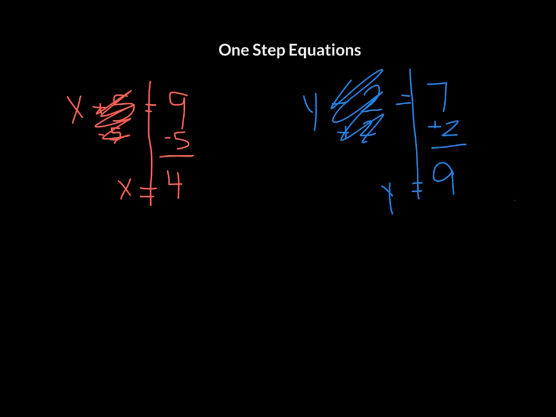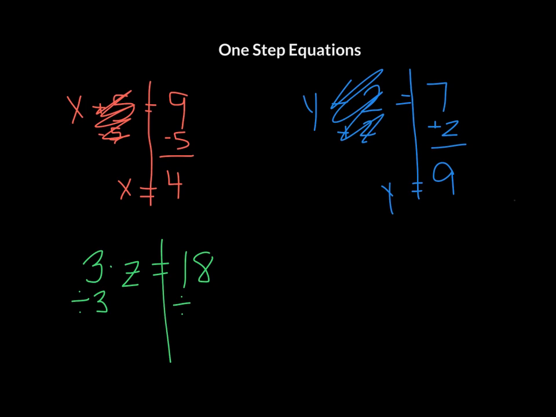The next one would be if it's a multiplication problem. So if I had 3 times z equals 18, I would have to figure out what number times 3 gets me 18. If I don't know my 3 times tables very well, then I'm just going to need to divide.